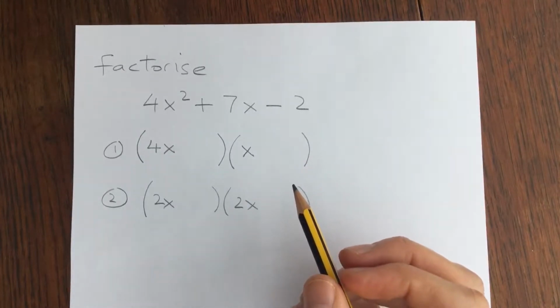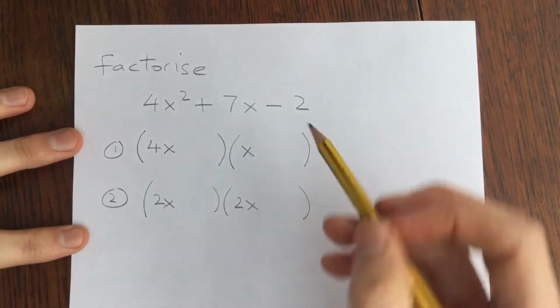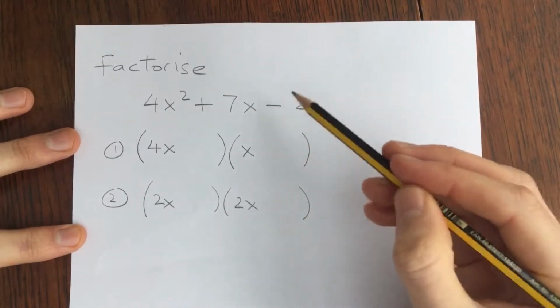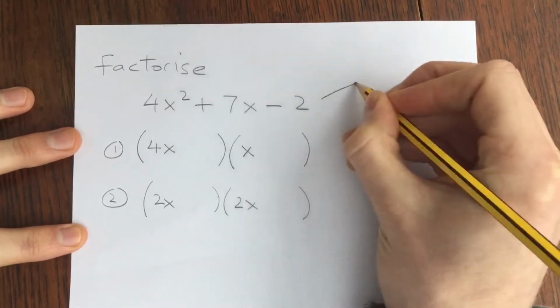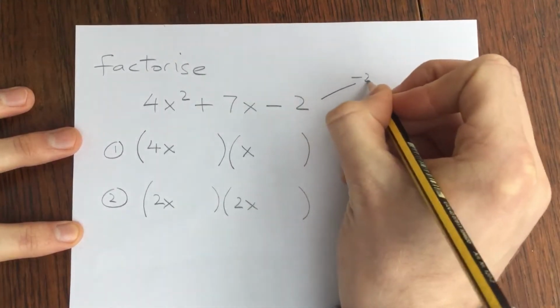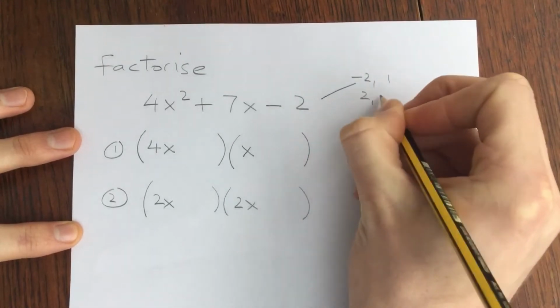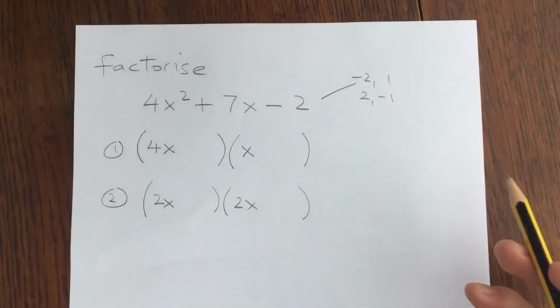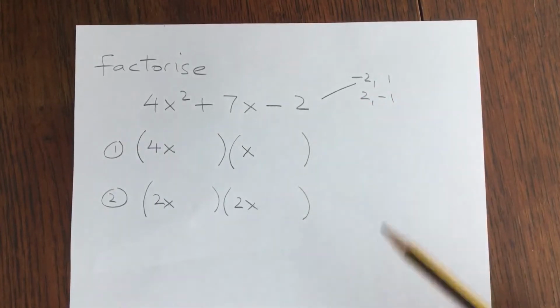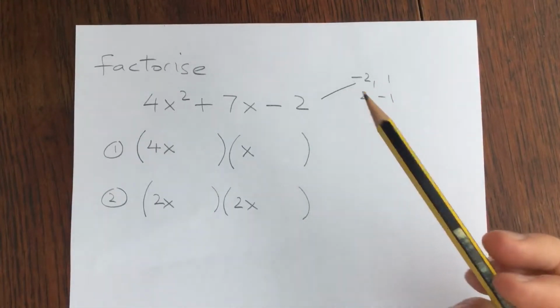So moving on, the next thing to think about is the number. In this question we're actually quite lucky because we've got a -2. So really there's only two ways of getting to a -2. You can either have -2 times 1 or 2 times -1. That's really helped us out in the sense that we don't have to try a million different pairings to get to our answer.